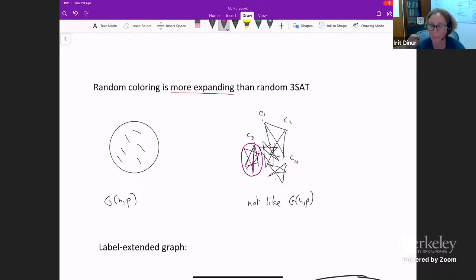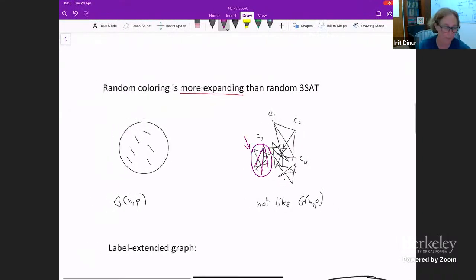And because it's a mediocre expander, when you plant a satisfying assignment, which means you remove some edges, something does happen to the eigenvalue decomposition, but it's hidden by all of these cliques. All of these cliques also have this behavior that they don't expand so well. So we cannot use our spectral algorithm to imitate what Alon and Kahale did for the case of coloring.